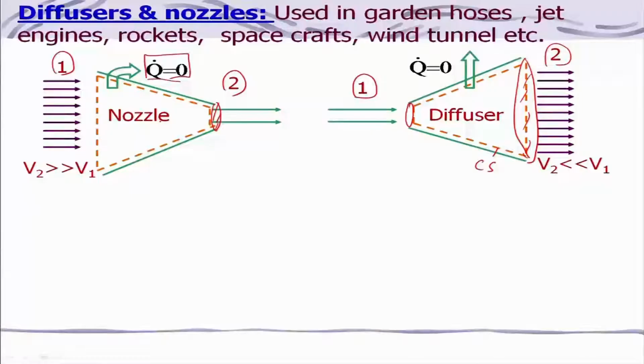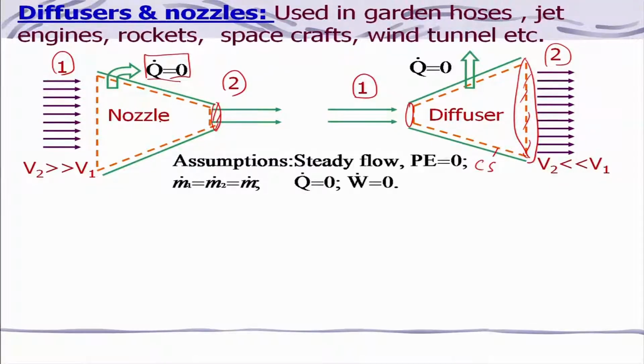And is there any work done? Because there is no shaft work, right. So, the work done will be 0, right. Also the heat interaction will be 0, and for the change in the potential energy, if you look at, because the elevation is almost similar, we can say that the change in potential energy is 0.